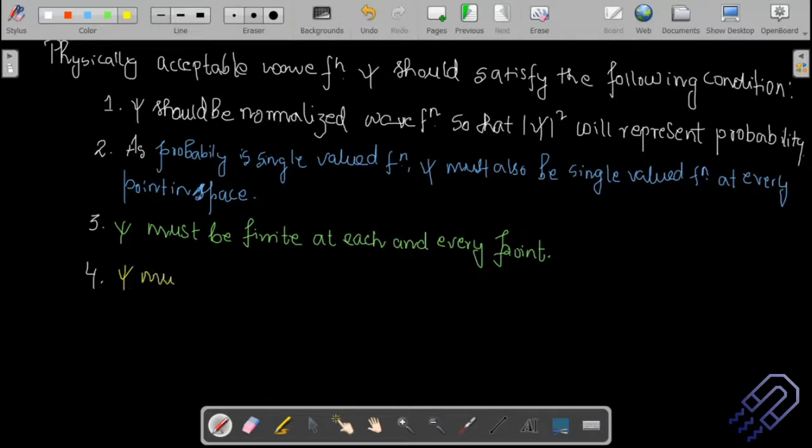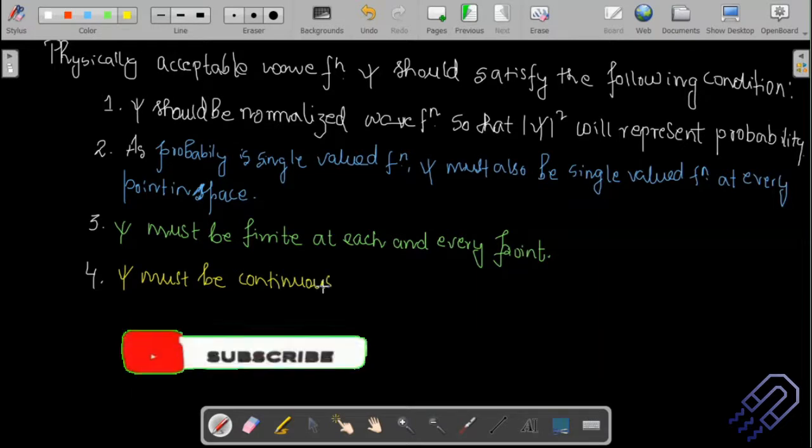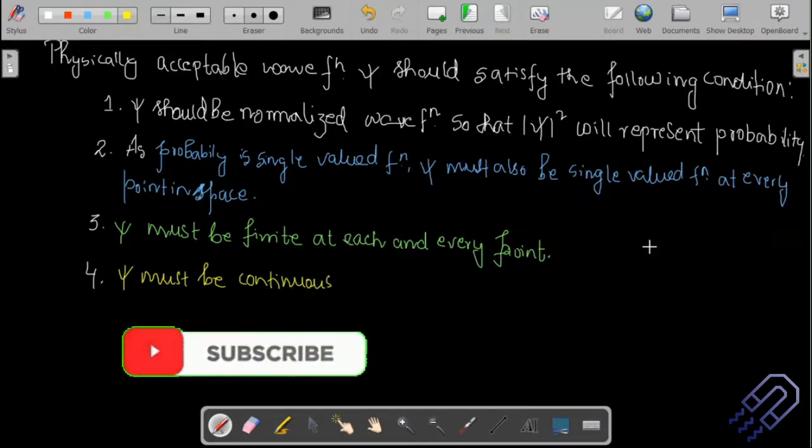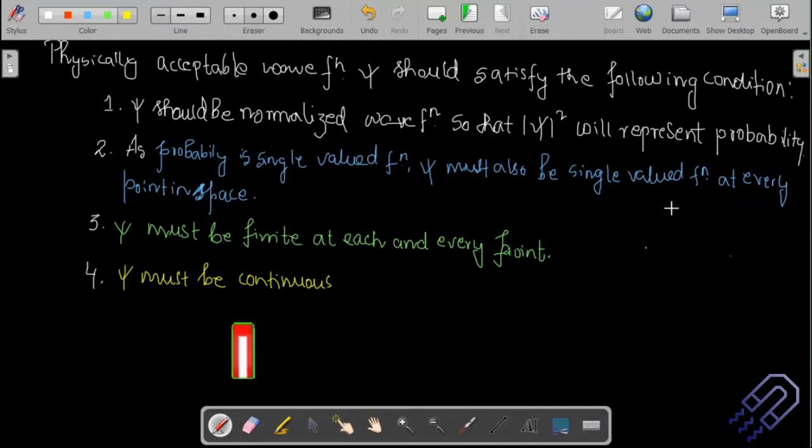Psi must be continuous. It should have some continuity. It should not break in between. That means between this point and this point, it should not be that at some point it becomes infinite, or it doesn't have a well-defined value. It should have some continuous value, okay. It must be continuous in the region where it is defined.